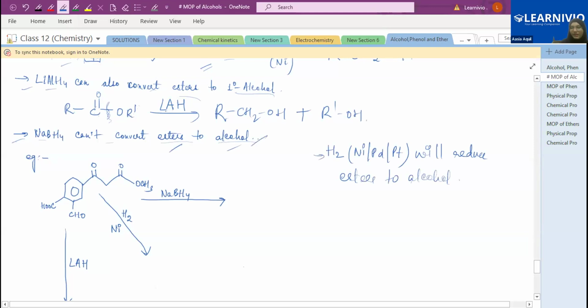And your carboxylic acid again. When we talk about the carboxylic acid, sodium borohydride as well as H2, catalytic hydrogenation, both won't reduce the carboxylic acid to a corresponding alcohol. But if we talk about esters, esters will be converted to the alcohol by catalytic hydrogenation. But the sodium borohydride can't convert the esters into an alcohol. So just remember this point.